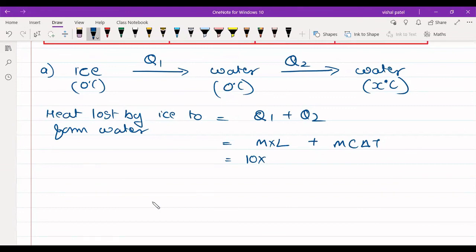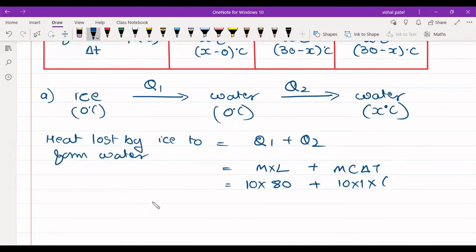Ice is getting converted to water, no? So 10 into 80. Specific latent heat is 80. Plus mass is 10, specific heat of water is 1. And the change in temperature, see students here, is x minus 0. So this is 800 plus 10x. Is this understood, all of you? Go through this, students. Any doubt you have, let me know.